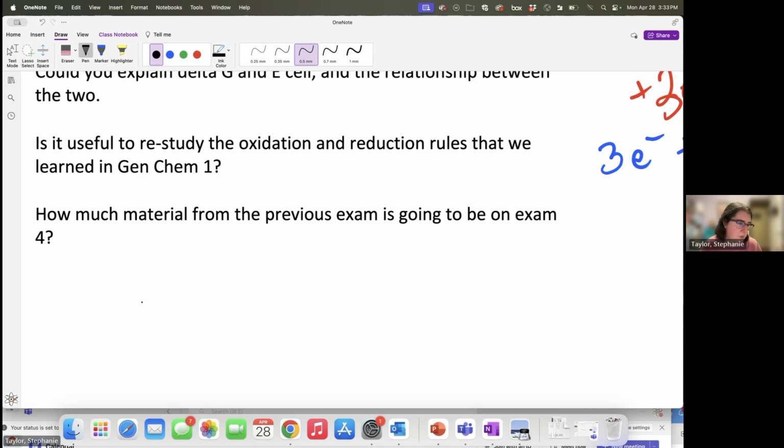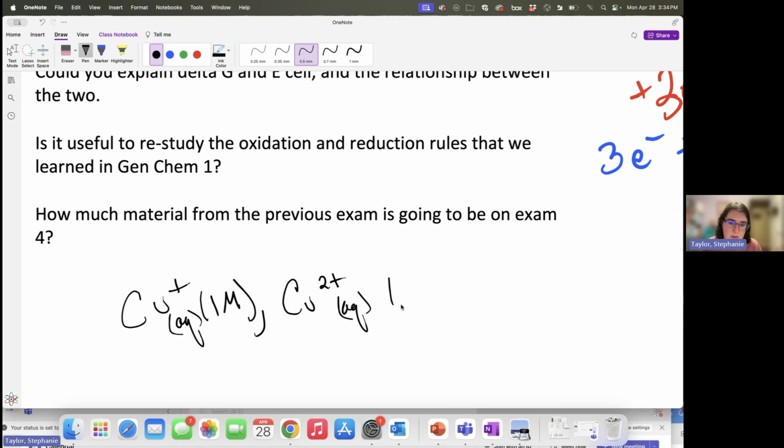Yeah. Nope. Hold on. Brain is braining. Copper. Yep. That's not what I wanted. Copper plus 1 molar, aqueous, comma, copper 2 plus, aqueous, 1 molar, salt bridge. Also, I should have put platinum over there. Well, actually, yeah.